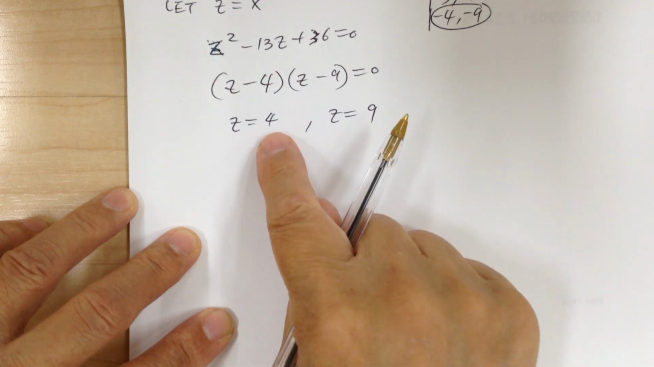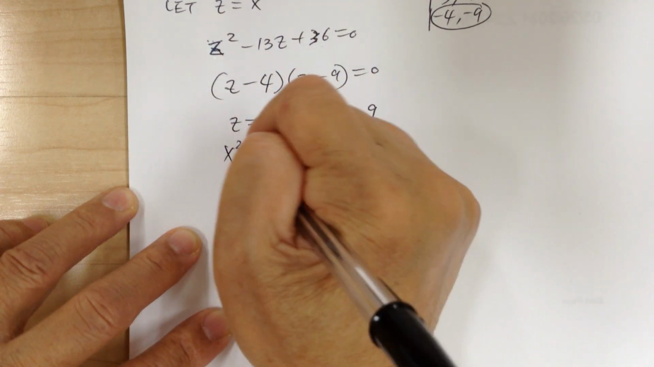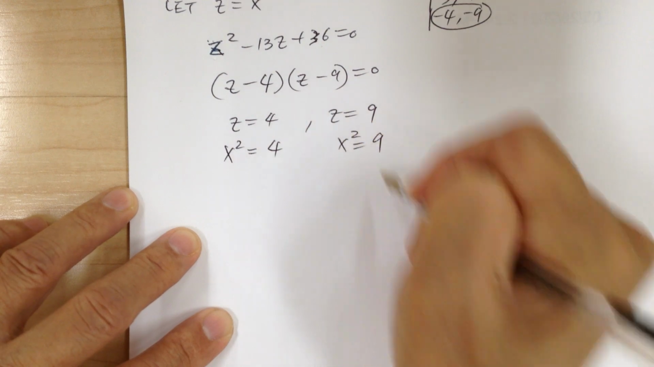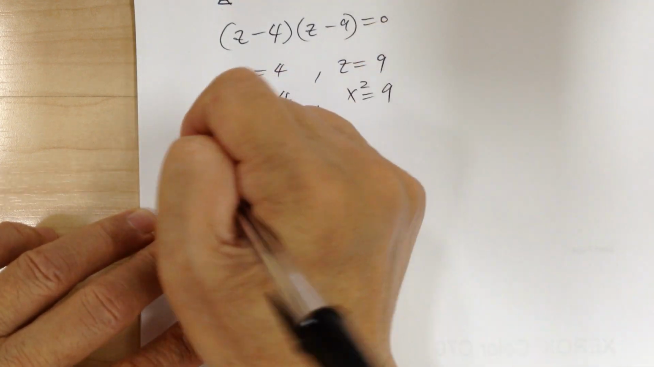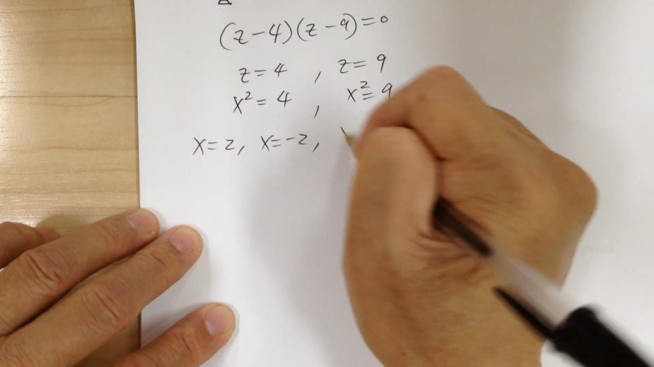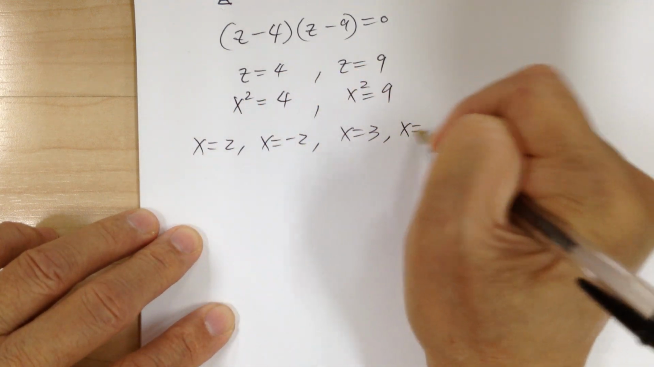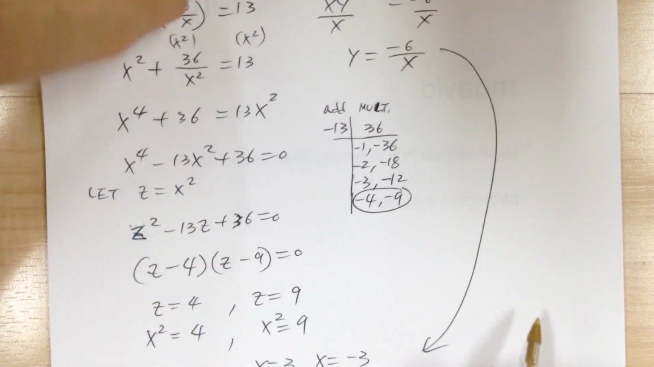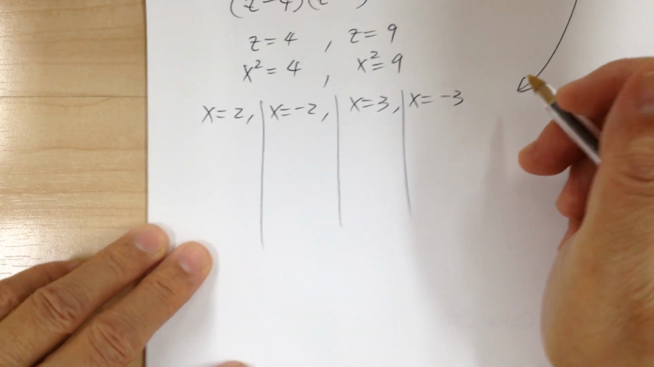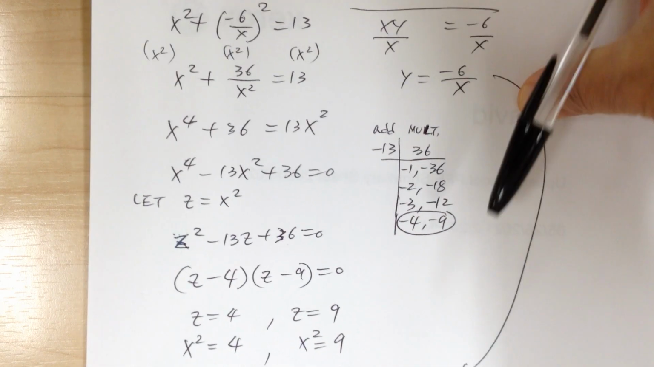Then you have to put this back. So you got x squared equal to 4, and x squared equal to 9. When you take the square root, you're going to get x equal to 2, x equal to -2, x equal to 3, x equal to -3. Then you have to use this equation over here. So you got 4 answers already. You got y equal to -6 over x.